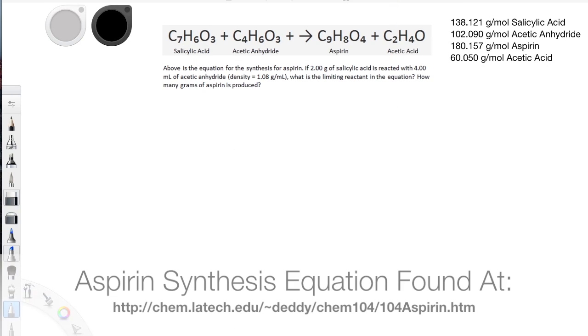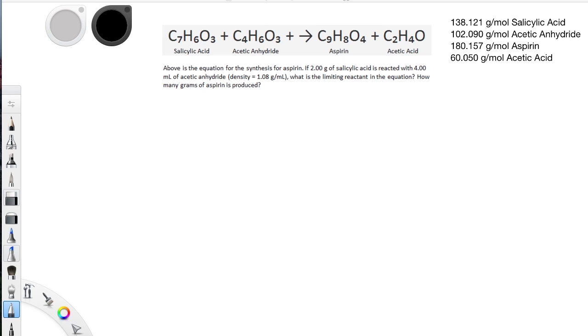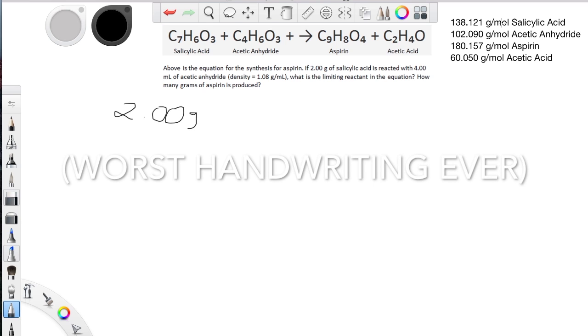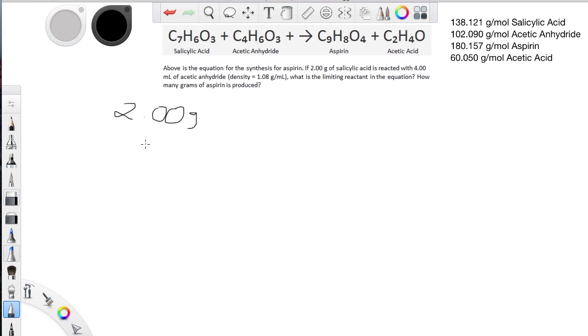In this equation, if we start with 2 grams of salicylic acid and 4 milliliters of acetic anhydride, we're going to find how much of each product we're going to have, and also we're going to have to find the limiting reactant in this equation. So first of all, we want to know how many moles of salicylic acid we're using in this equation. We start off with 2 grams of salicylic acid, and we look up here and we have our molar mass of salicylic acid.